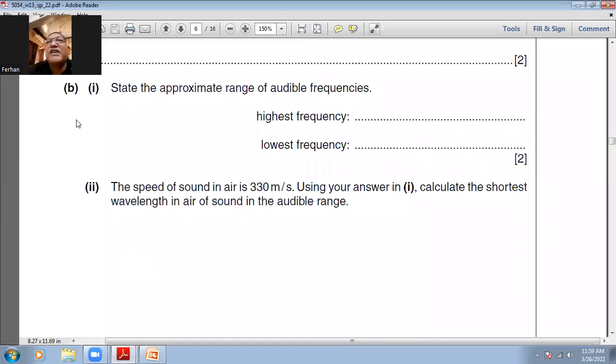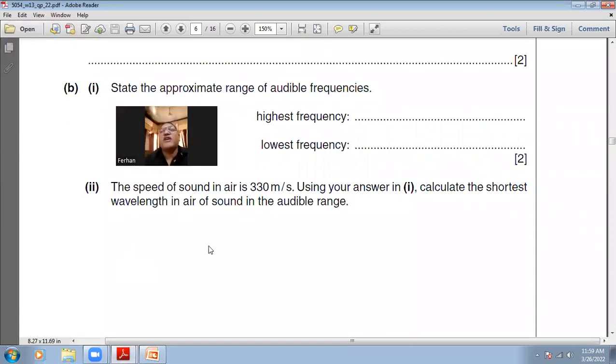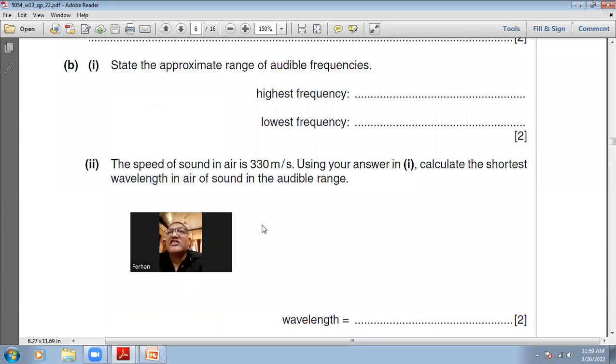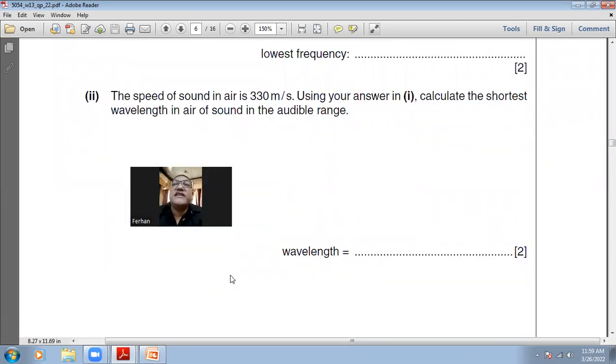Okay, the B part, he says state the approximate range of the audible frequency. For a normal human ear, the lowest frequency it can hear is 20 hertz, and the highest frequency that a normal human ear can hear is 20,000 hertz. So the lowest frequency is 20 hertz and the highest frequency is 20,000 hertz. Okay, so the next part they are asking is, the speed of sound in air is 330 meters per second. Using your answer in the first part, calculate the shortest wavelength in air of the sound in the audible range.